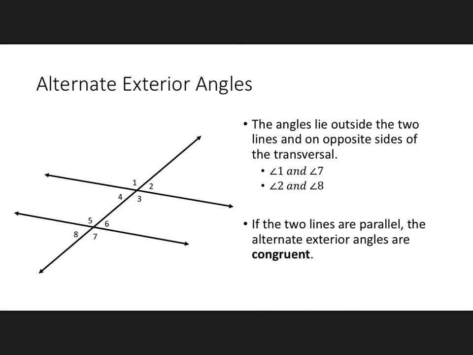Alternate exterior angle pairs, like alternate interior angles, will be on opposite sides of the transversal, but now both angles will be outside of the two lines. Angles 1, 2, 8, and 7 are exterior angles, but the pairs that alternate the transversal are angles 1 and 7 and angles 2 and 8. Like alternate interior angles and corresponding angles, if the two lines are parallel, the alternate exterior angles are congruent.